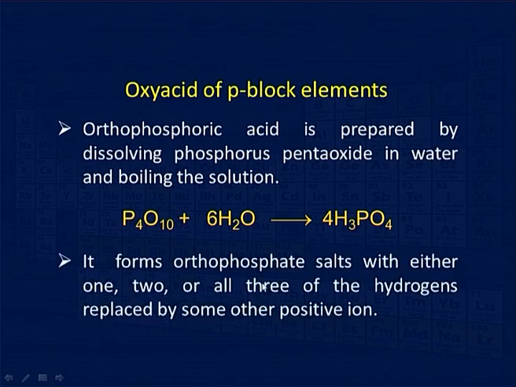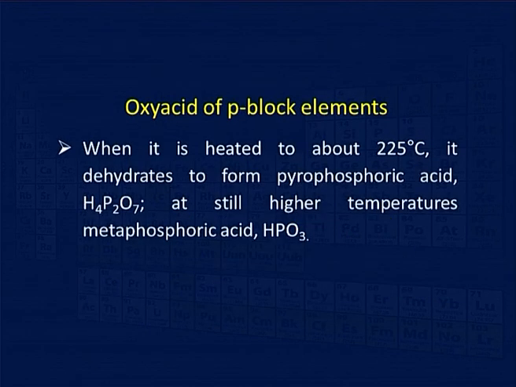It forms orthophosphate salts with either 1, 2 or all the 3 of the hydrogens replaced by some other positive ion. When this phosphoric acid is heated to about 225 degrees centigrade, it dehydrates to form pyrophosphoric acid H4P2O7. At still higher temperature, metaphosphoric acid HPO3 can be formed. There are 2 processes for manufacturing of the phosphoric acid.